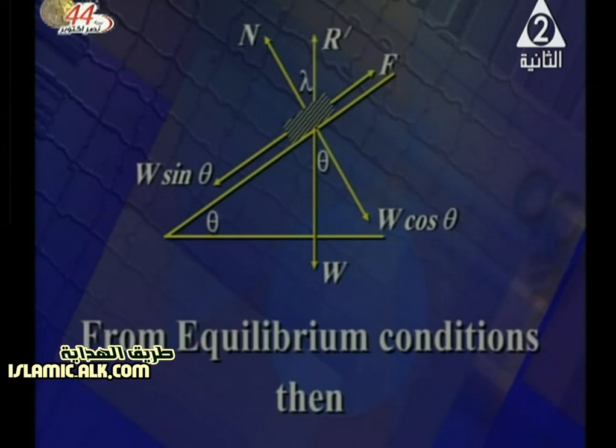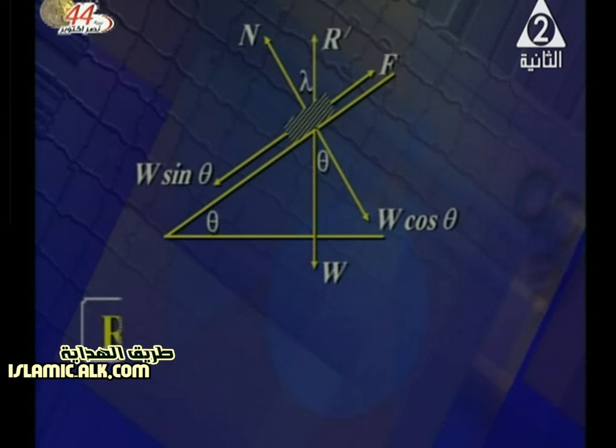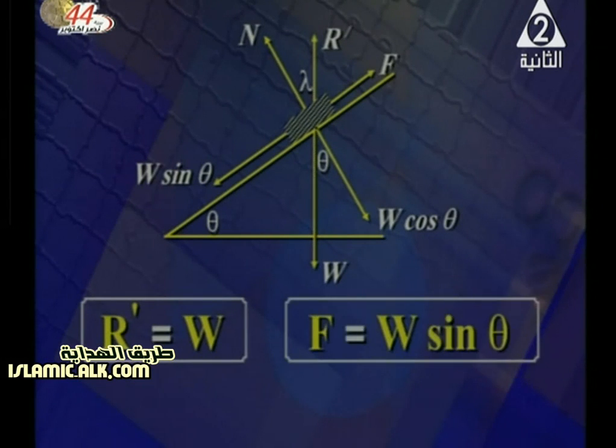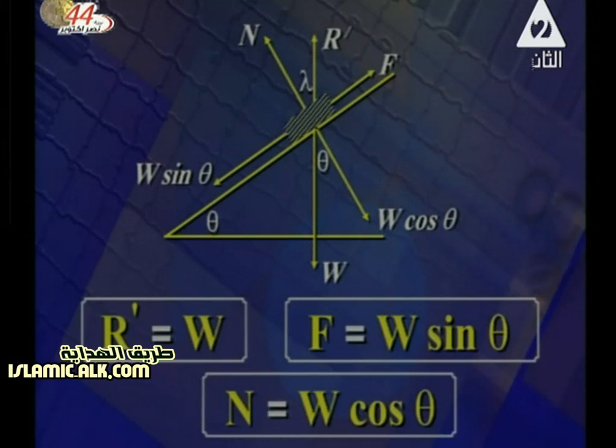From the equilibrium condition, we have R' equals W. This is number 1. Number 2, F equals W sine theta. These are the two equations of equilibrium. In this case, look at N equals W cosine theta.